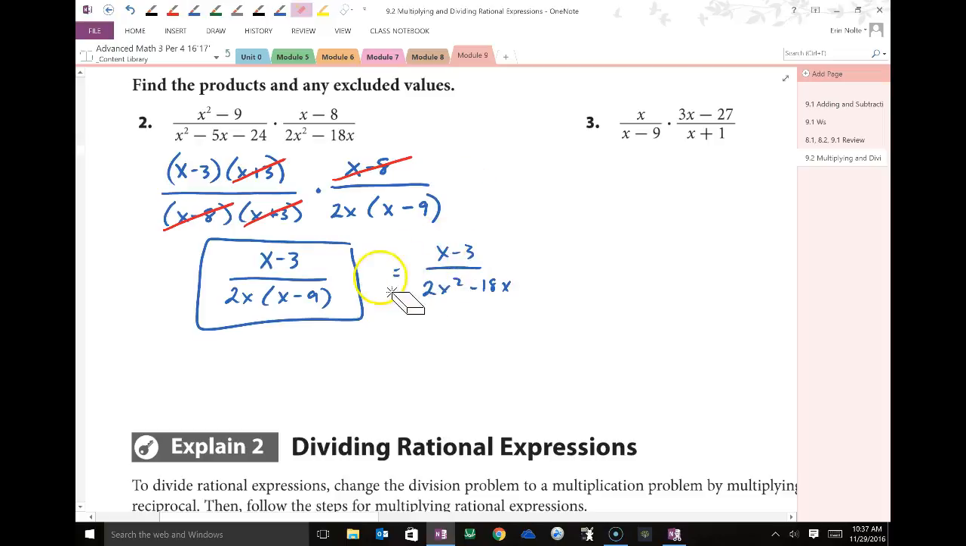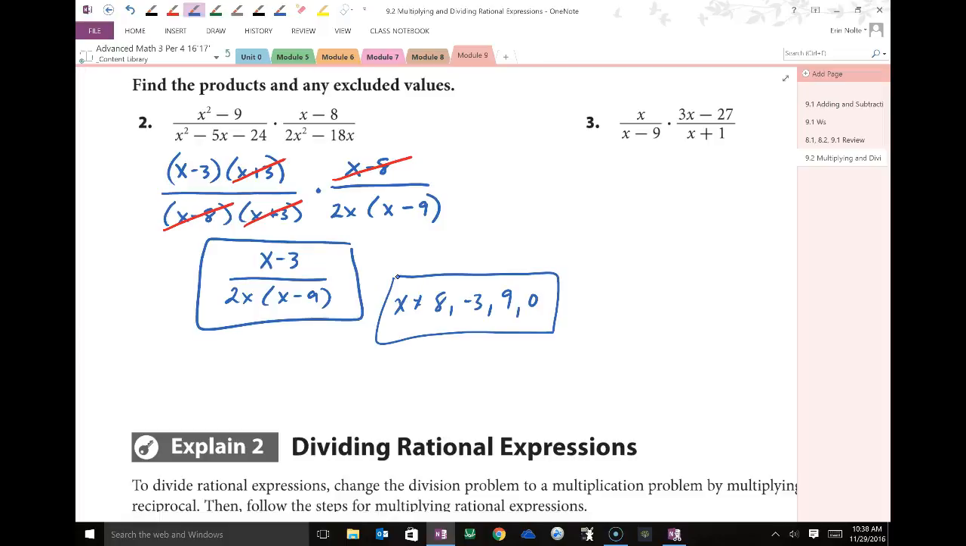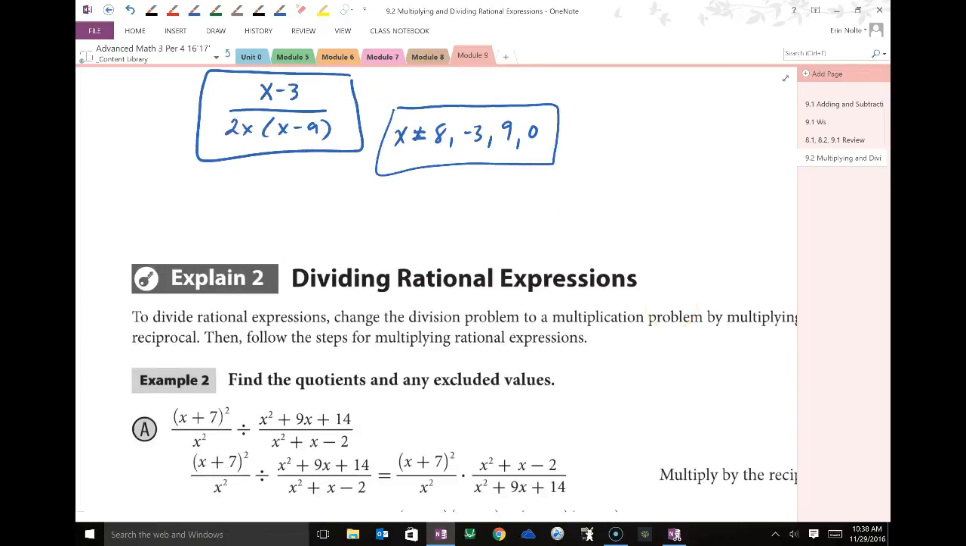Okay, what are my restrictions? 8, -3, 9. Can't be 8? What'd you say? Oh, -3, 9, 0. Wow, that's a lot. The 0 comes from the x right here, just by itself. Okay, so what do you guys think? Good with multiplying? Yeah. Want another example multiplying? Feeling good about multiplying? Okay, so let's do dividing.